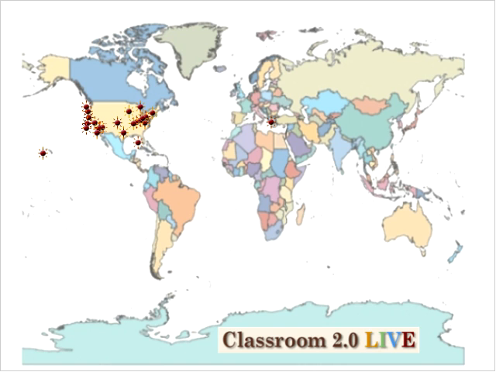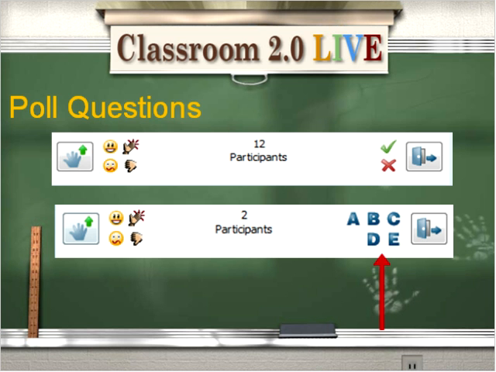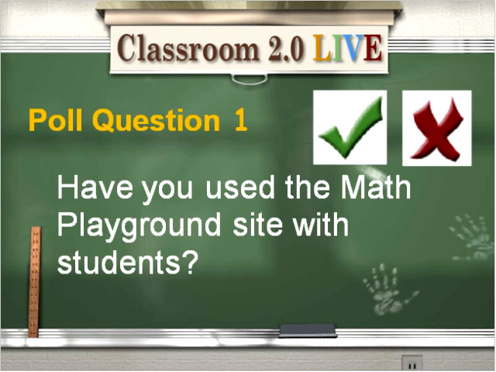Thank you very much. Let's move on to our first poll question. Remember that you can vote with the green check or the red X. Our first poll question today is, have you used the Math Playground site with students? If you have, green check; if you haven't, red X. This will give Colleen an idea of the needs of our participants today.